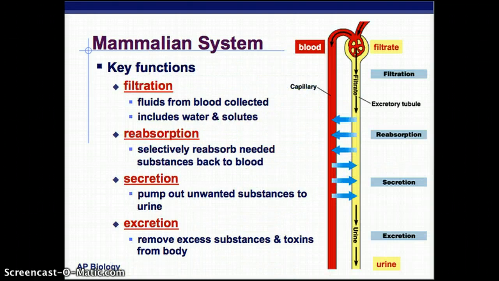All right, so now we're talking specifically about the mammalian system of the excretory system. So the key functions are, one, filtration. We filter fluids from the blood, they're collected, and that includes water and solutes. Then we reabsorb, we selectively reabsorb the needed substances back into the blood, so just what we need. Then we secrete, we pump out unwanted substances to the urine, so anything from the blood gets secreted into this system. You're going to find out what's in there. And then excretion is where we remove excess substances and toxins from the body. So we get it out of there.